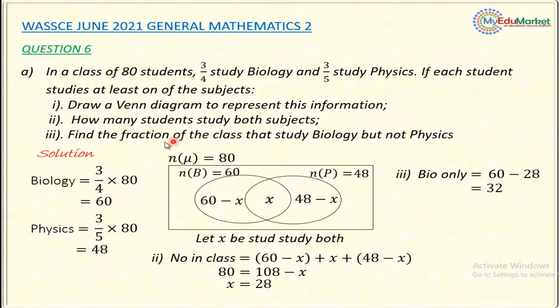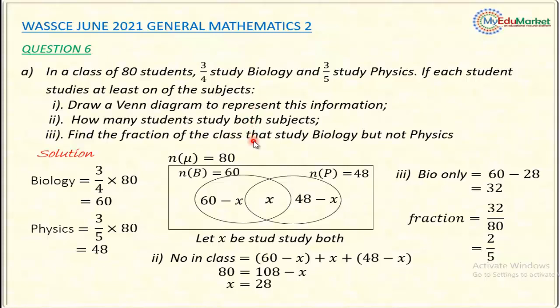To get the fraction of those that study biology only, meaning biology but not physics, I'll simply take 32 divided by the total population, which is 80. So 32 divided by 80. This is the fraction. Only I can reduce it to simplest form. There I'll have 2 over 5. 16 in 32 is 2. 16 in 80 is 5. So with this I have answered those 3 questions.